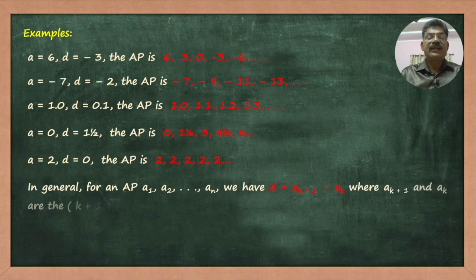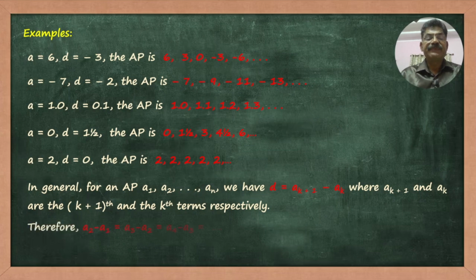In general, for an arithmetic progression A1, A2, An, we have D is equal to A(K plus 1) minus AK, where A(K plus 1) and AK are the (K plus 1)th and Kth terms respectively. So in an arithmetic progression, D can be obtained by giving any particular value for K in this formula. D is equal to A(K plus 1) minus AK. Therefore, A2 minus A1 is equal to A3 minus A2 is equal to A4 minus A3 is equal to D. So it is very simple.